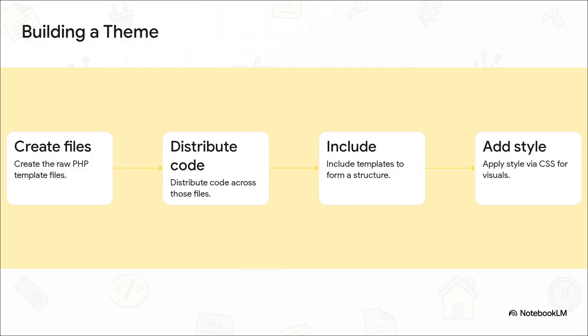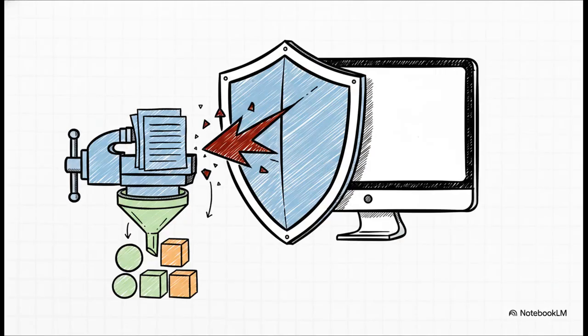To build a classic theme from scratch, developers follow a pretty logical progression. Step 1, they create the raw PHP template files. Step 2, they distribute the template code across those files, separating out things like the header, the footer, the sidebar. Step 3, they use include tags to pull all those disparate pieces back together to form one cohesive page structure. And finally, step 4, they apply the style via CSS to make all that raw data actually look good on the screen.